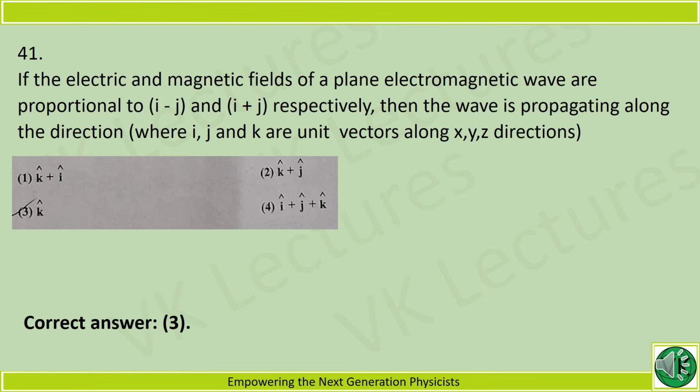The electric and magnetic fields of a plane electromagnetic wave are proportional to i minus j and i plus j respectively. Then the wave is propagating along the direction, where i, j and k are unit vectors along x, y and z. The wave propagates along the k direction.